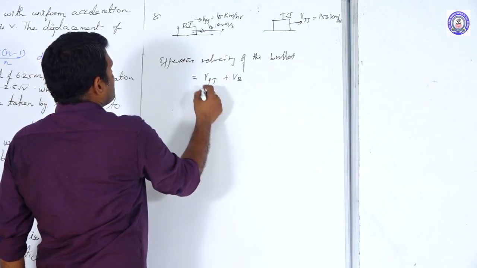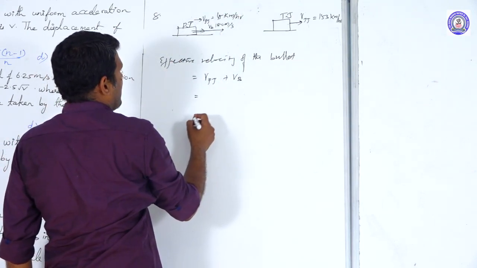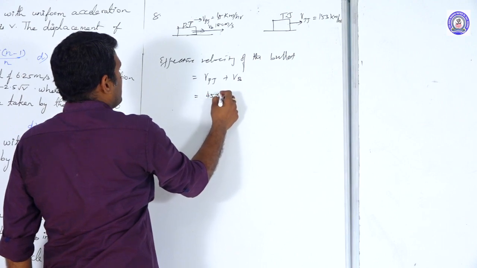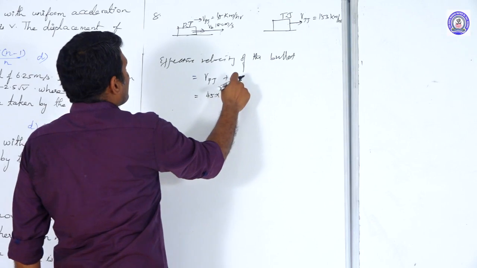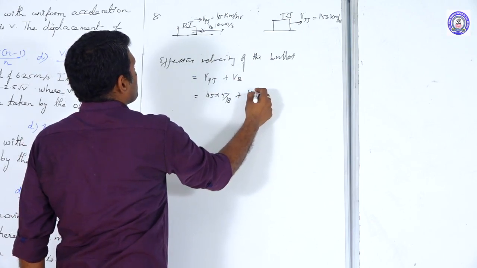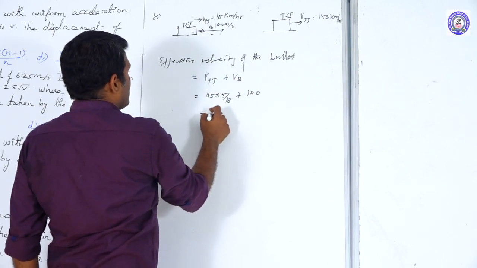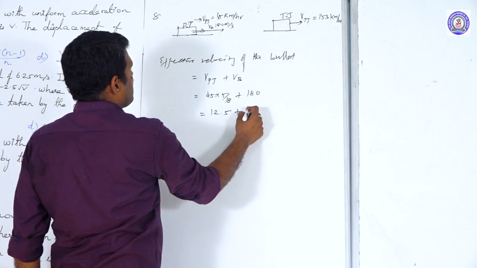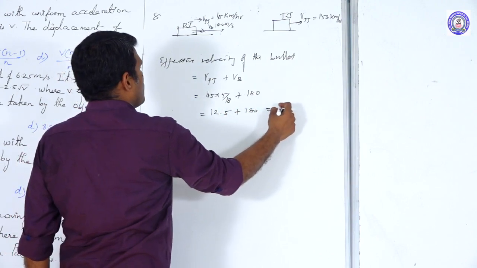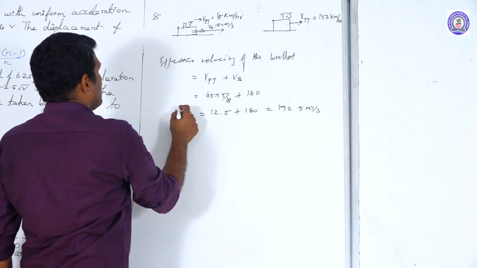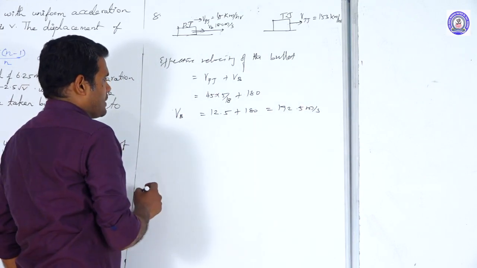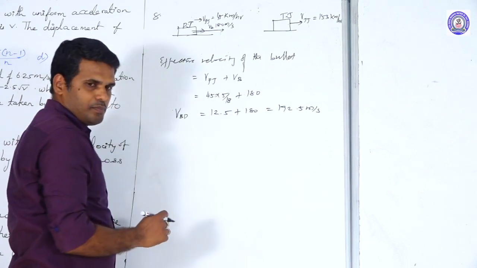The velocity of the police jeep is given as 45 km per hour. So 45 into 5 divided by 18, so that you will get it in terms of meter per second. And the velocity of the bullet is 180 meter per second. This is 12.5 meter per second plus 180 meter per second, so 192.5 meter per second. This is the effective velocity of the bullet along with the police jeep.